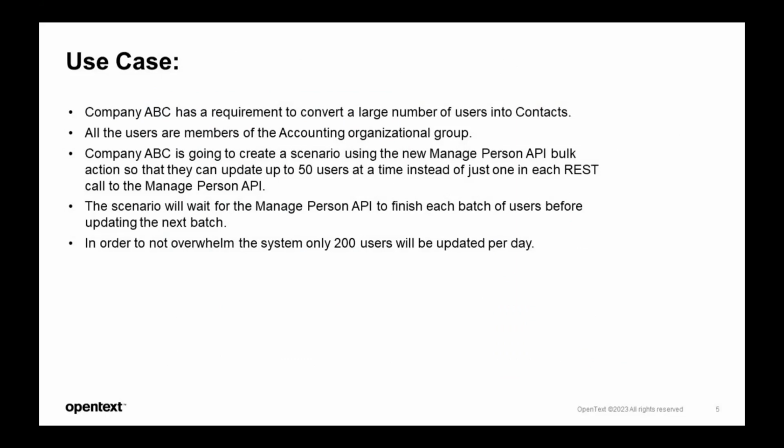We'll make sure that each batch of 50 is completed before starting the next batch, or exit on error. And we'll also limit the number of people that are going to be updated to 200 per day by starting the rule with a scheduler.